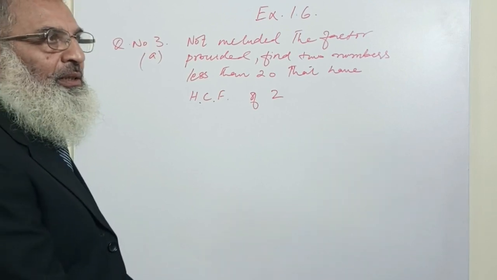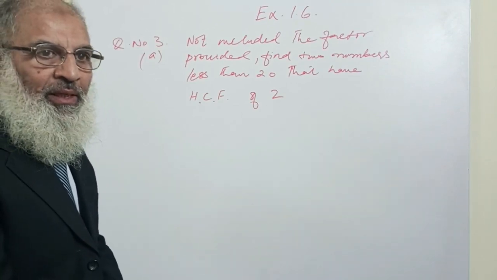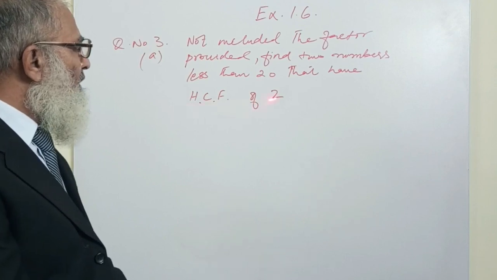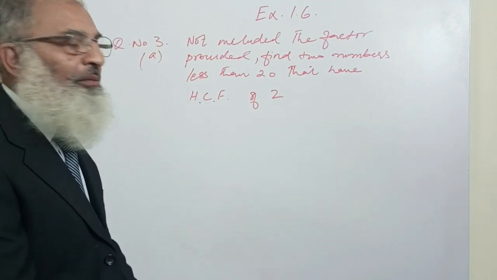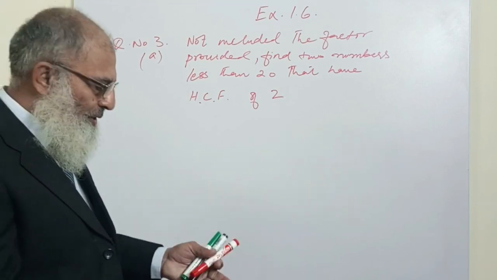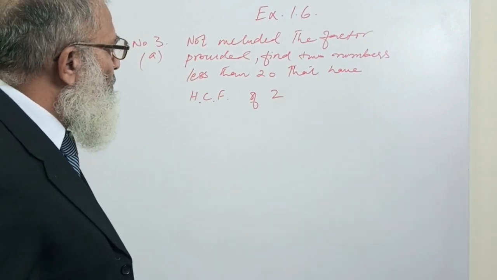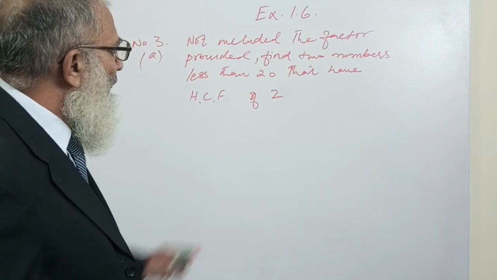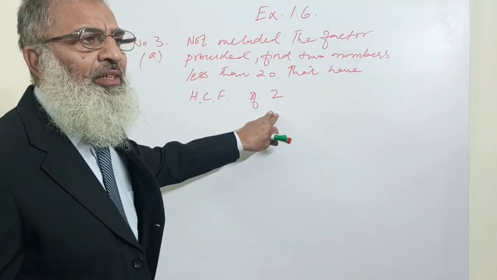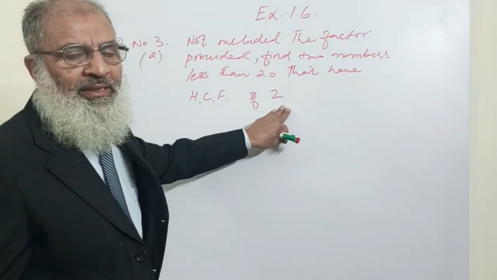Suppose the two numbers are A and B, and the highest common factor of A and B is 2. So my dear students, it is a very logical and interesting question also. What I do here is, first of all, I rule out the numbers for which an HCF of 2 cannot exist.